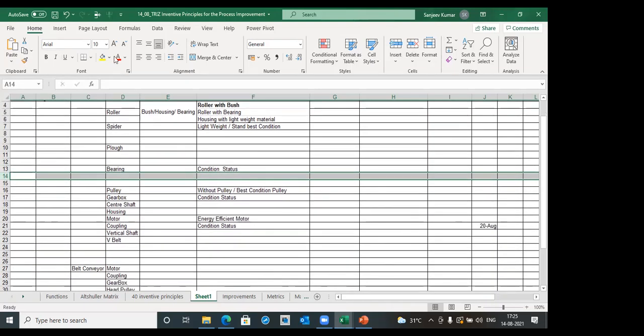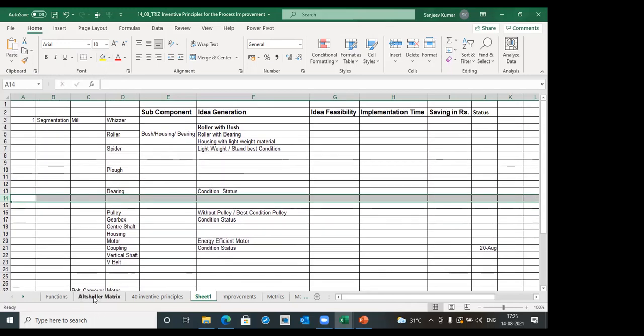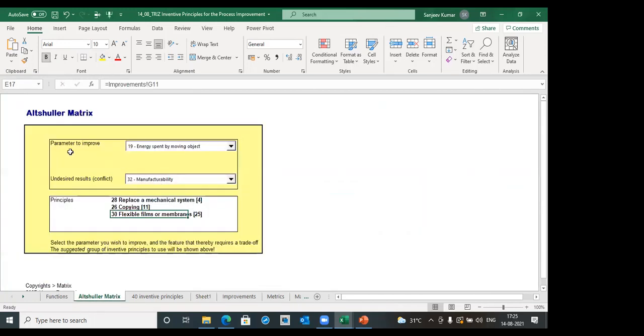And this part we will do one by one, sir. But this exercise I was not clear. Parameter to improve energy: is this after idea generation or before idea generation?